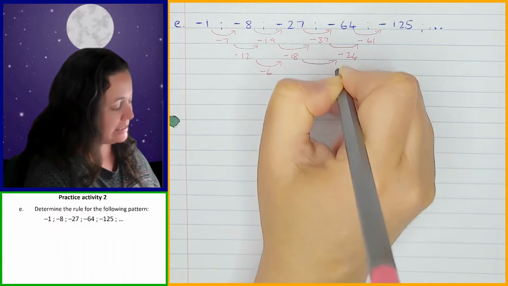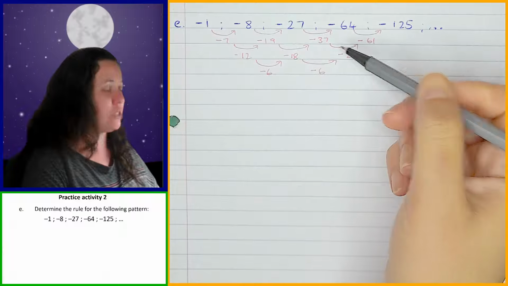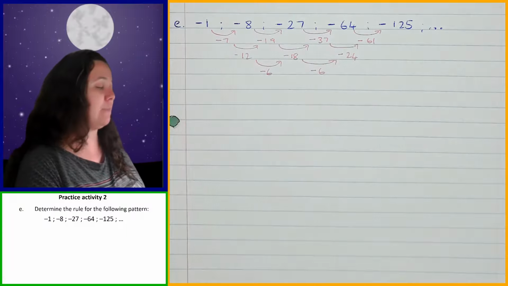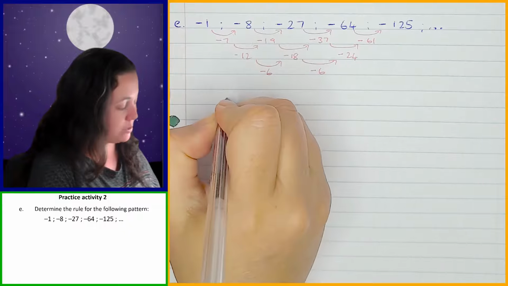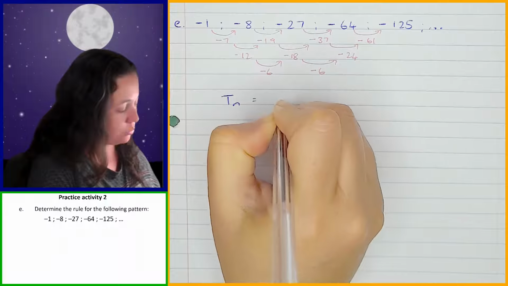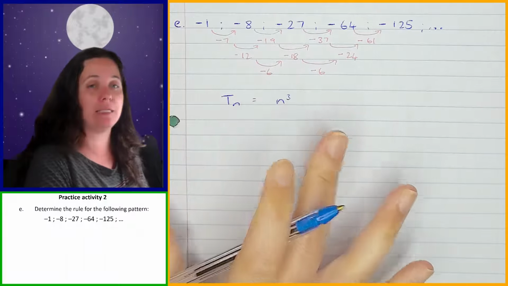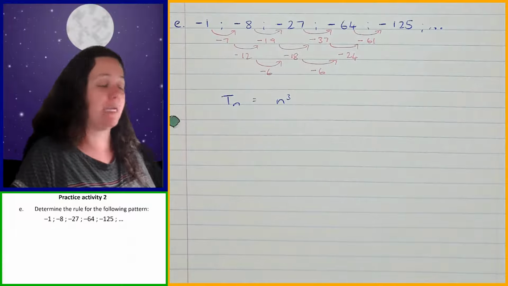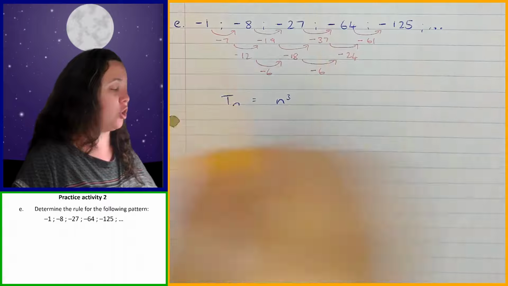And from -18 to -24, I'm subtracting 6. So because I got to a third level of differences, which was constant, that means that my rule is going to be n cubed. Okay, so Tn equals n cubed. It's a cubic pattern. Now I need to go and compare this to what the normal cubic pattern would be with just the plain cubic numbers.